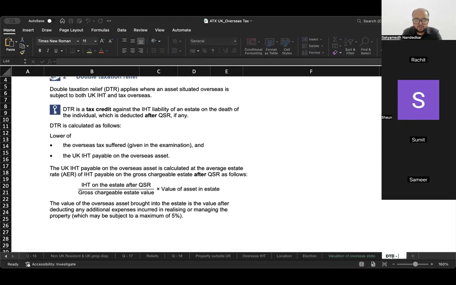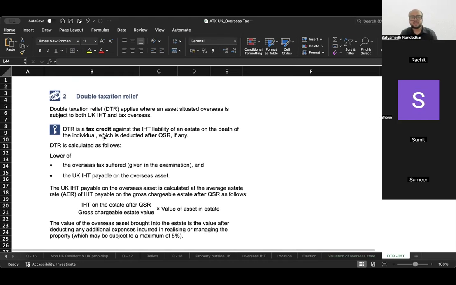Double taxation relief in case of inheritance tax is a little different. DTR is a tax credit against IHT liability of an estate on the death of an individual, calculated after QSR. How is it calculated? Lower of overseas tax suffered, which will be given in the paper, and UK IHT on overseas asset.